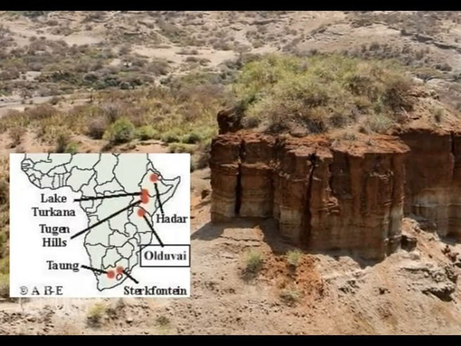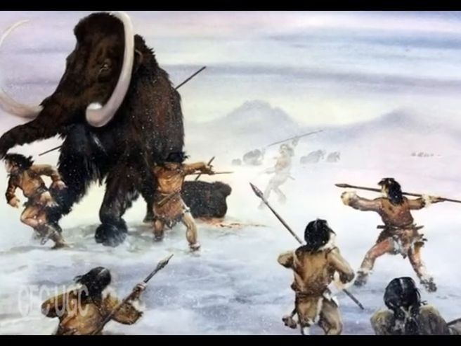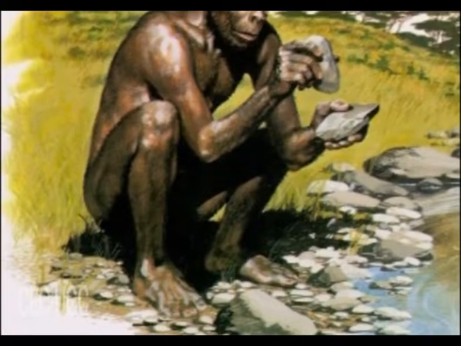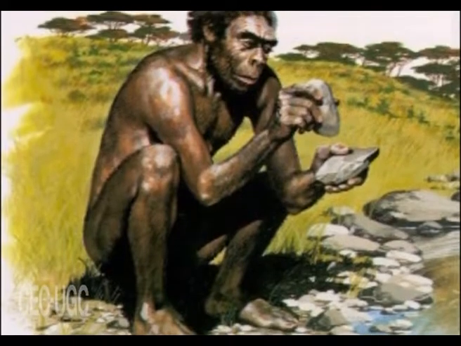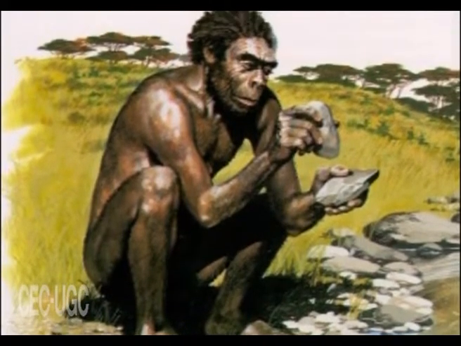the Oldowan industry. It dates from about 1.8 to 1.2 million years ago in the Pleistocene epoch and consisted of what the Leakeys called choppers, shaped by striking one stone against another until a sharpened edge was achieved. This could be used for cutting or sawing, while the unflaked end could be used for smashing or crushing.